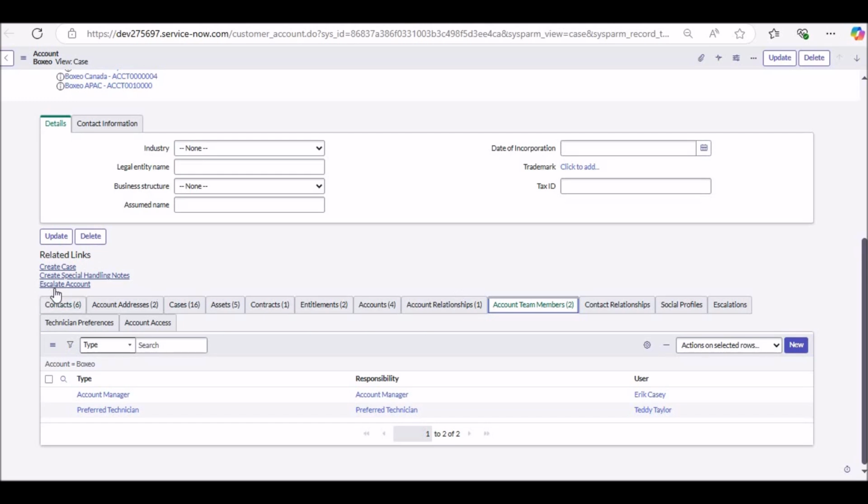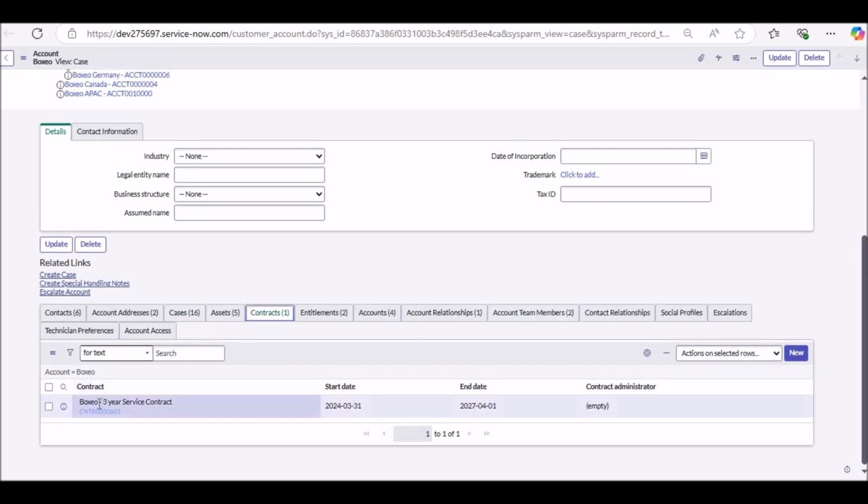Accounts can also be escalated. So if anybody is having multiple issues related to the account, then the escalate account function can be used. So in ServiceNow, cases and accounts both can be escalated.